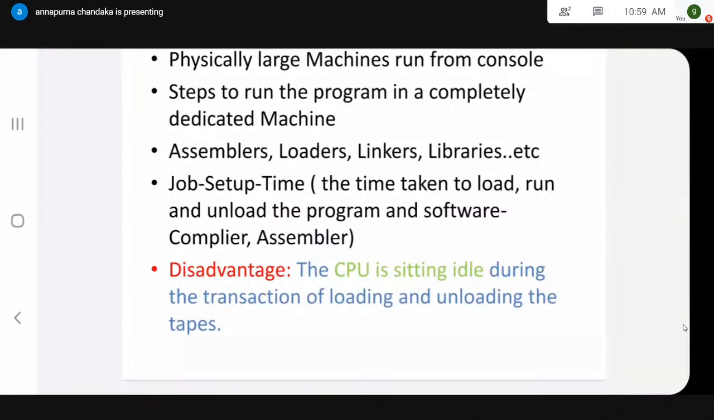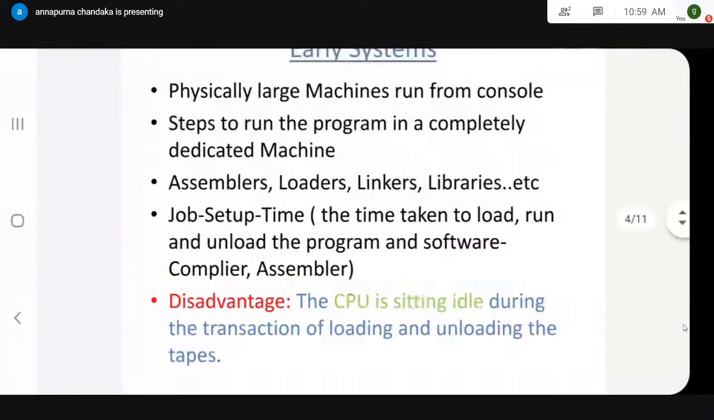Step number 1, load the compiler. Step number 2, run the compiler. Step number 3, unload the compiler. Then load the assembler, run the assembler, unload the assembler, load your object program and run your object program. These are the 8 steps you need to do in order to execute a particular program. The time it takes to execute these 8 steps is called job setup time.